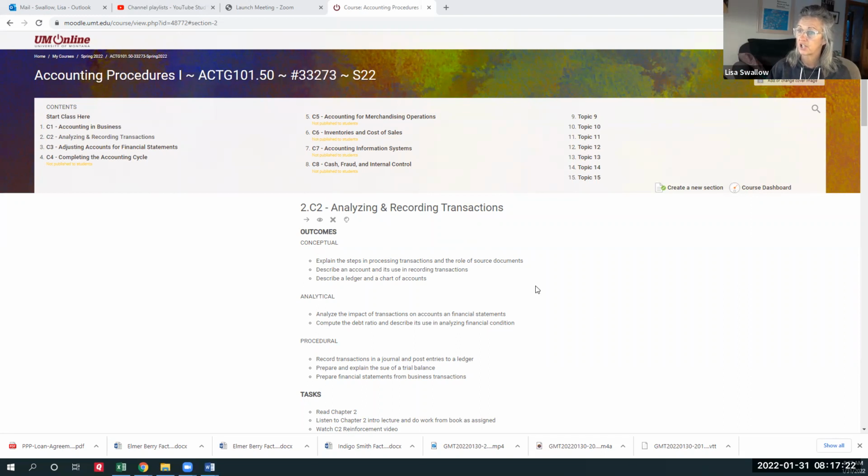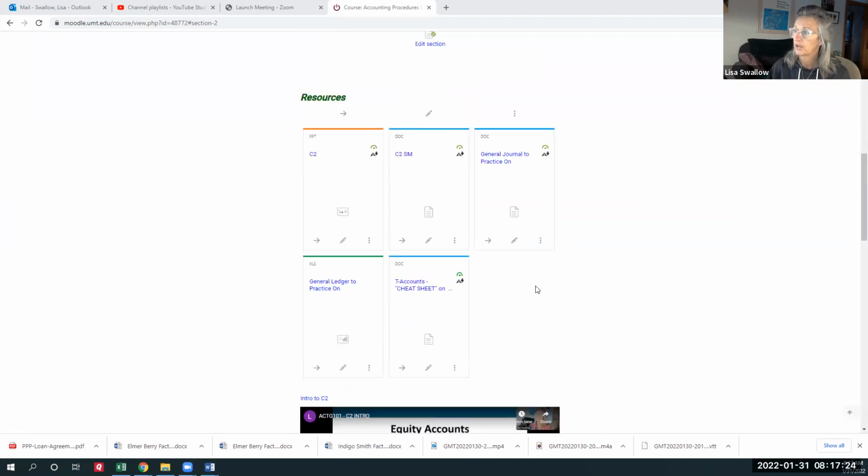One is under the chapter 2 area, and it is a general journal to practice on. Or you can just make your own journal up in your book. You need 5 columns: date, description, a very thin column called PR, posting reference, that we put the number of the account in when we post the journal entry to the ledger, and then a debit and credit column. So either make your own general journal or open this.